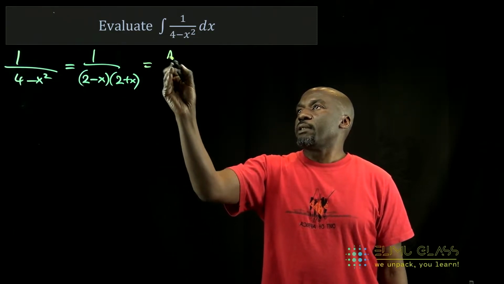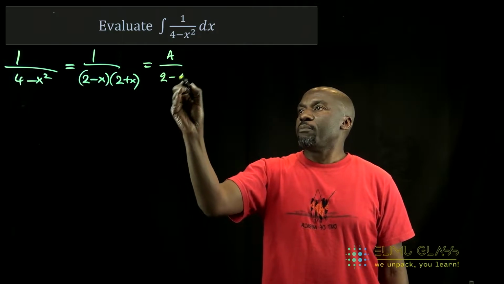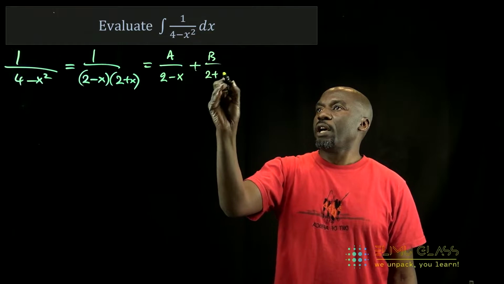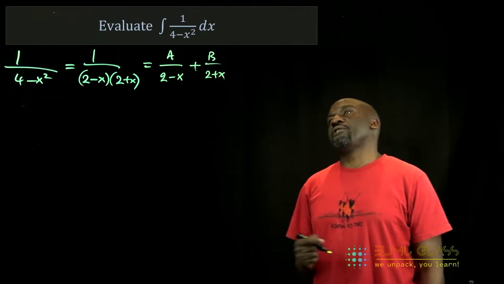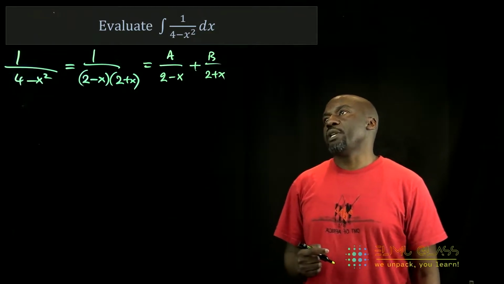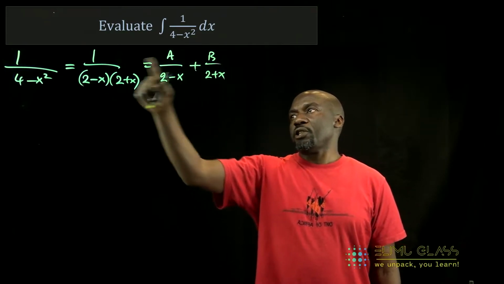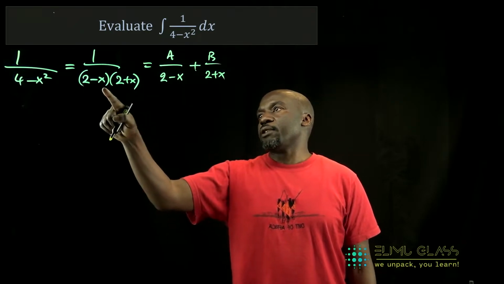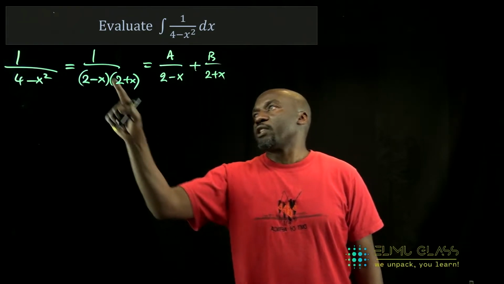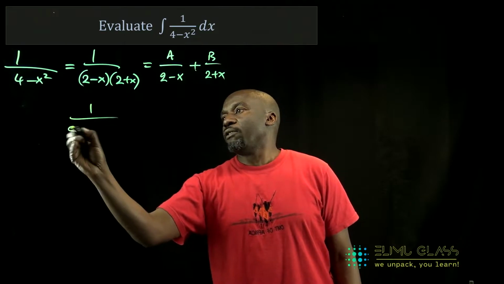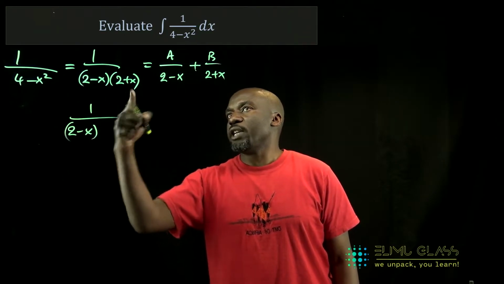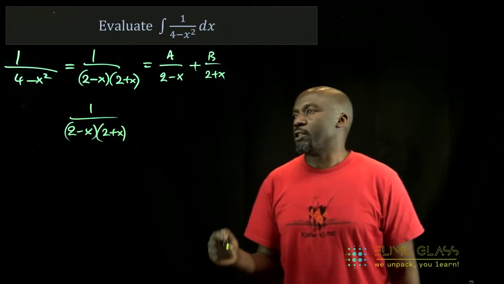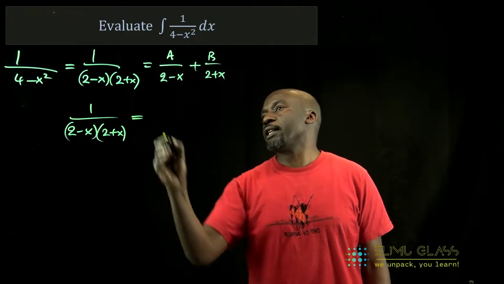That is, let this be a over 2 minus x, plus b over 2 plus x. And my job now is to find the right values of a and b that will make these two fractions equivalent to that. Now to do that, I cross multiply. This is common, that is common. So I can express this as 1 over 2 minus x into 2 plus x. We could do this in one line, but just to explain, let's try to do it in a slightly longer way.